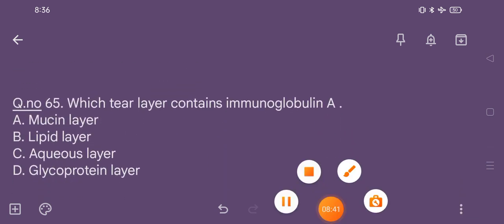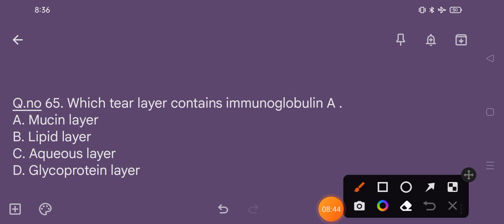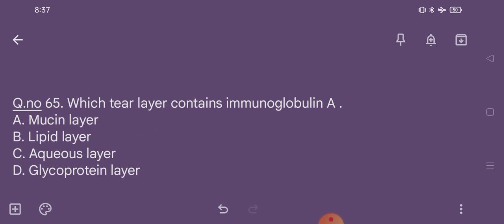Question number 65. Which tear layer contains immunoglobulin A? Option A is mucin layer, option B is lipid layer, option C is aqueous layer and option D is glycoprotein layer. The correct option is option C, that is aqueous layer. IgA is secreted into the lumen of the main and accessory lacrimal glands which form the aqueous layer. It plays a role in host defense mechanism.